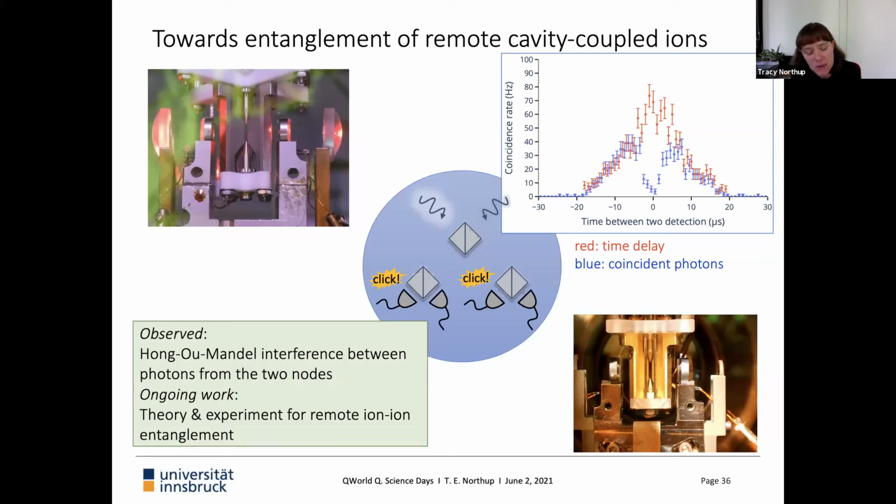And what we've been really focusing on these past few months is taking data on remote ion-ion entanglement. We have some really nice preliminary data. We're analyzing it now, so it's a very exciting time here. I don't have anything to show you yet that we finished analyzing, but I think it really does seem like we've been able to entangle the two systems. I guess I can say that so far.